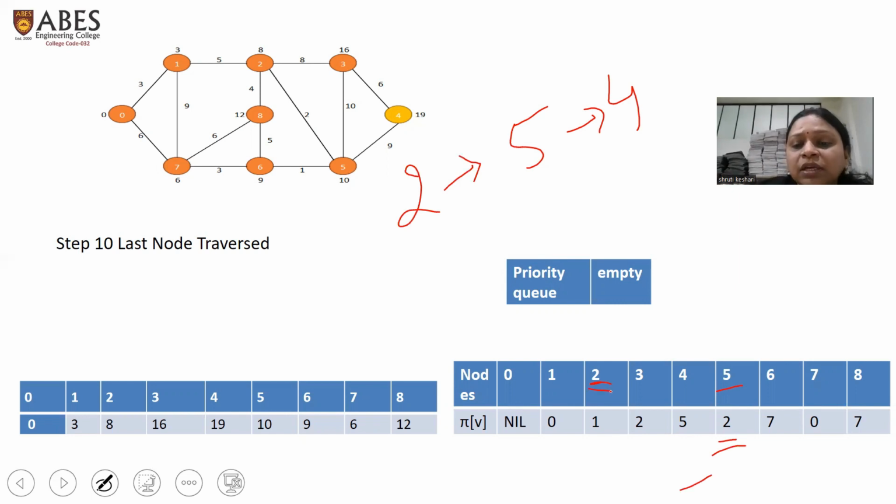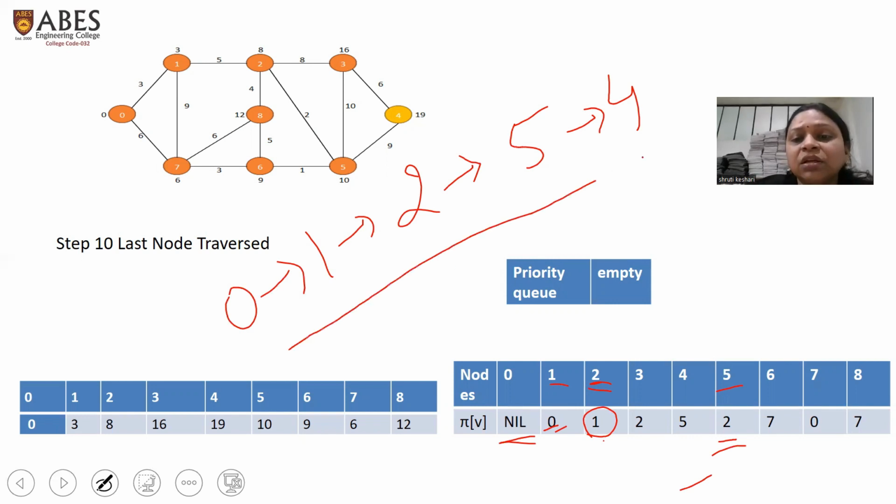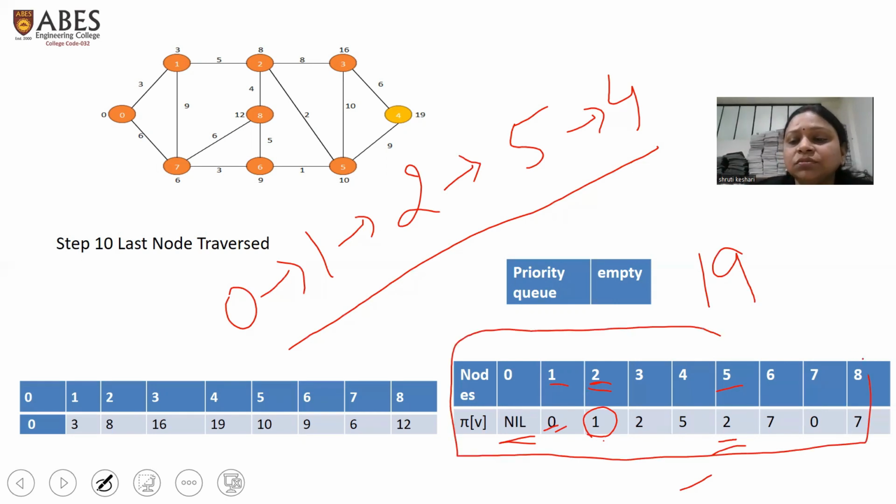Again, go for the 2. And you are reaching from what? From 1. And in case of 1, you are reaching from 0. And 0 is the starting source node. So this is the path from 0 to 4 in which you are getting the minimum cost, that is 19. That is the usefulness of your parent array. This also maintains the previous path, from where you are reaching a particular location by using the shortest path.